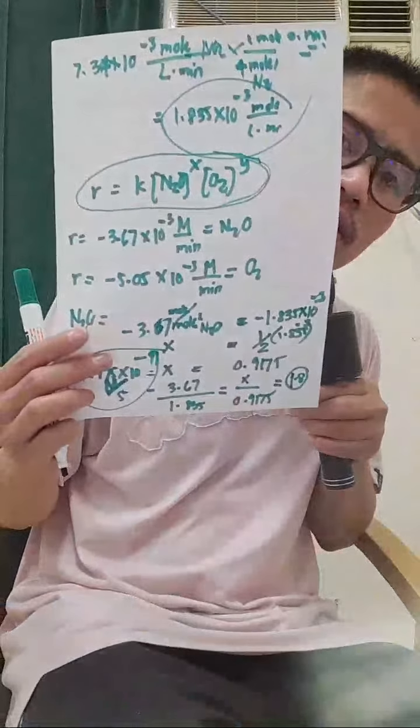Okay, so negative 0.05 times 10 to the negative 3 is equal to the O2 concentration, which we will try to find out. Let X be our initial concentration of oxygen gas, having in mind the basis of calculation of the overall chemical reaction rate, which is negative 1.835 times 10 to the negative 3. So, ratio and proportion.